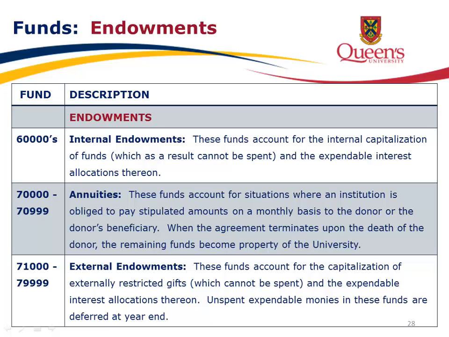Funds beginning with 71,000 through 79999 are external endowments. These funds account for the capitalization of externally restricted gifts, which cannot be spent, and the expendable interest allocations thereon. Unspent expendable monies in these funds are deferred at year-end.